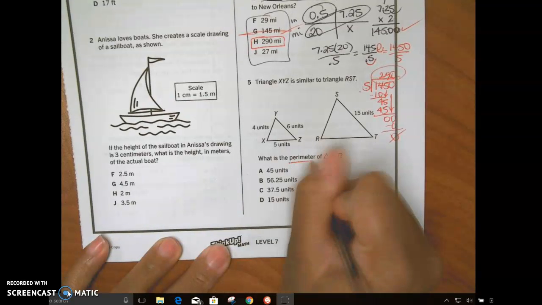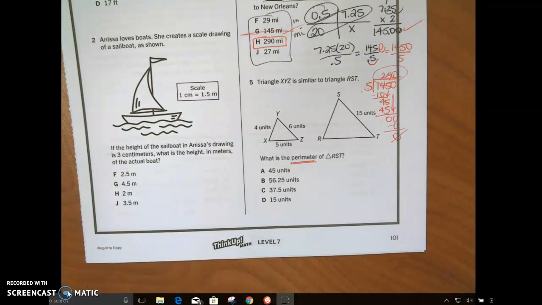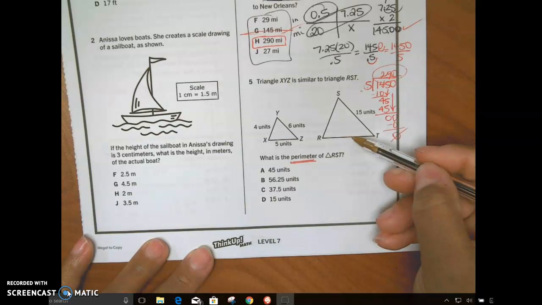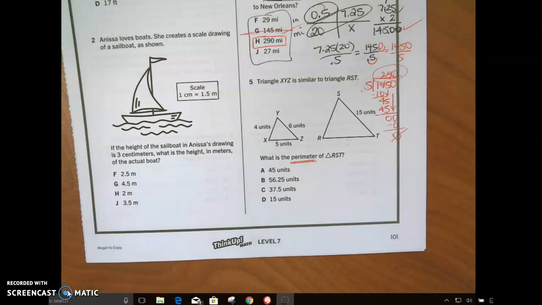XYZ and RST, they are similar. What is the perimeter of RST? Perimeter is a 3rd and 4th grade concept. How do you find perimeter? Add what? All the sides. Okay? But they want me to add all these sides. Do I have these two? So what must I do?